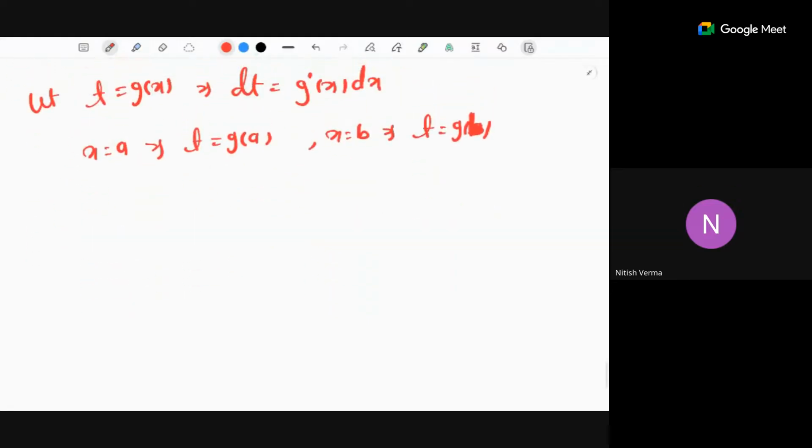So for example, find the integration from 0 to 5 of x e to the power x square minus 1 dx. Just take 1 minute to solve this. Again, the hint is you have to use integration by substitution. So figure out which function you have to substitute, which you have to consider as your g of x.